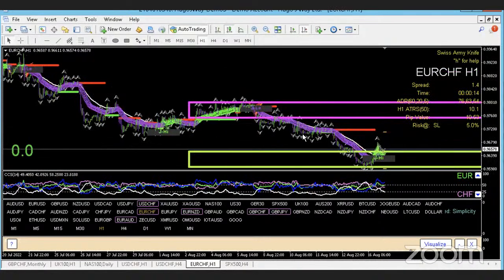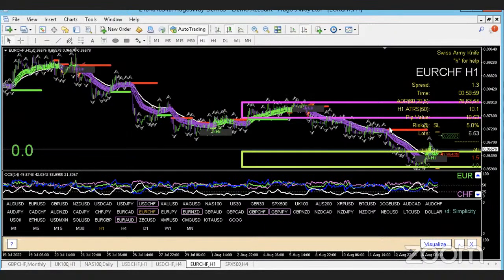EURCHF is next. This is one of the better ones. If you take a look, you've got a nice, beautiful trend line. Another one here. We've broken above. We've retested below. Nice tight stop. Great targets. I think this one has a risk to reward ratio was one of my favorites.